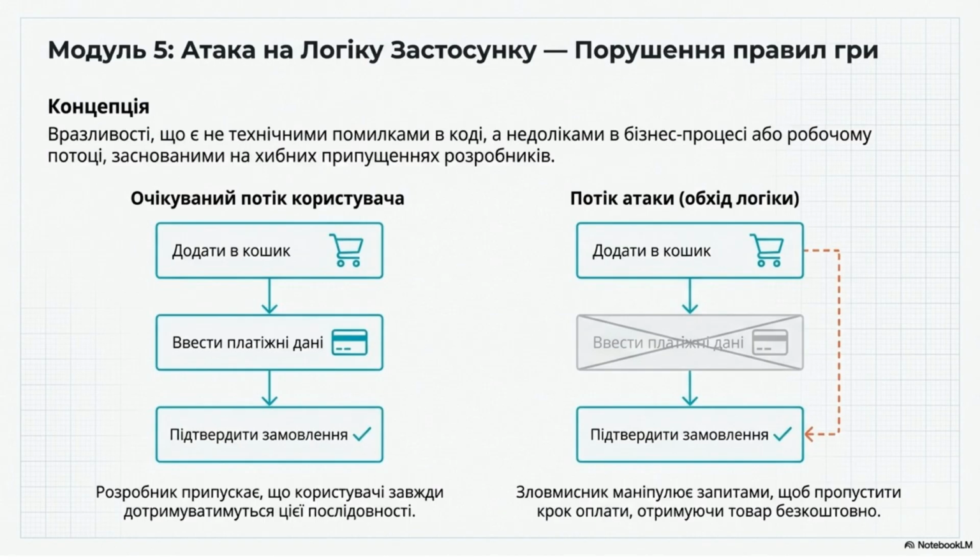Module 5 covers application logic attacks, which involve breaking the rules of the game. These vulnerabilities are flaws in the business process or workflow, often based on false assumptions by developers about user behavior, allowing attackers to skip steps like payment.